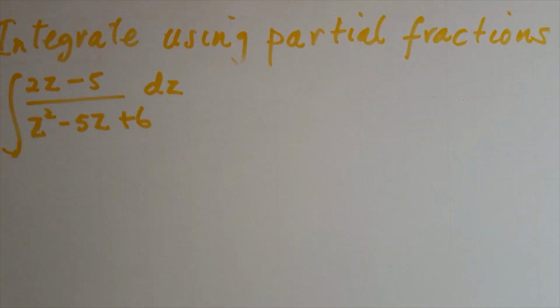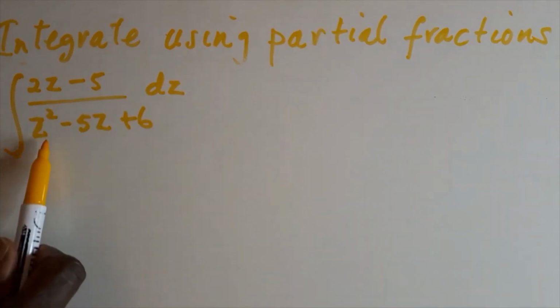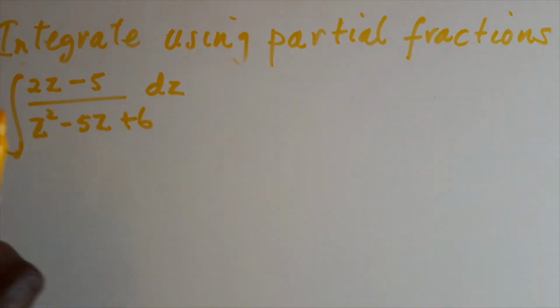So here is our second problem: 2z divided by z squared minus 5z plus 6. Now if you look at the derivative of the denominator, if we differentiate this, we get 2z minus 5, and it's exactly what we have as its numerator.